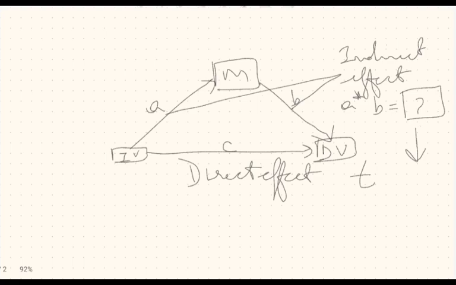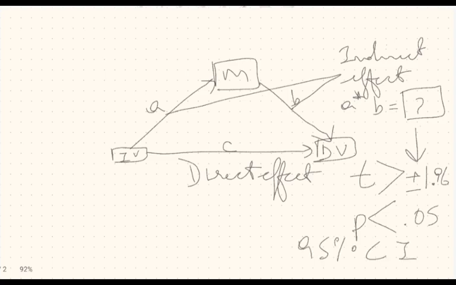Which we assess if the t value given to us by the software is greater than plus or minus 1.96. Second, we look at the p value. The p value has to be less than 0.05 because we are conducting the test at a 95% confidence interval.